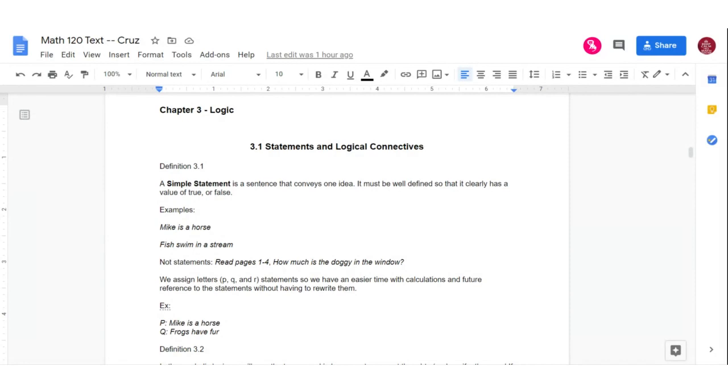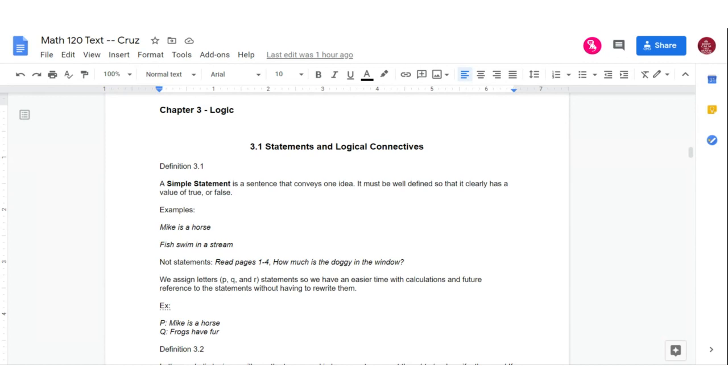It's a sound, airtight argument, and that's what we're going to build up to, seeing how that works. But in order to do that, before we get to the whole concept of arguments, we talk about this thing called statements. Now, a simple statement is just a sentence that conveys one idea. Just like a set has to be well defined, so also does a statement have to be well defined. So it has to be clearly true or false. If it's some kind of nebulous thing, it doesn't matter whether it's false or whether it is true. It's just whether it has the ability to be true or false.